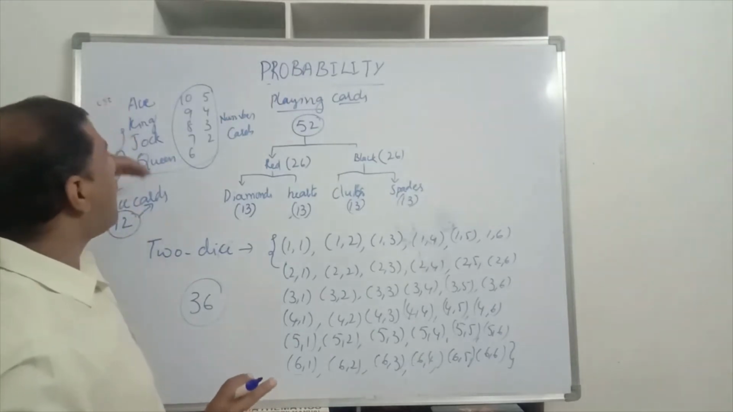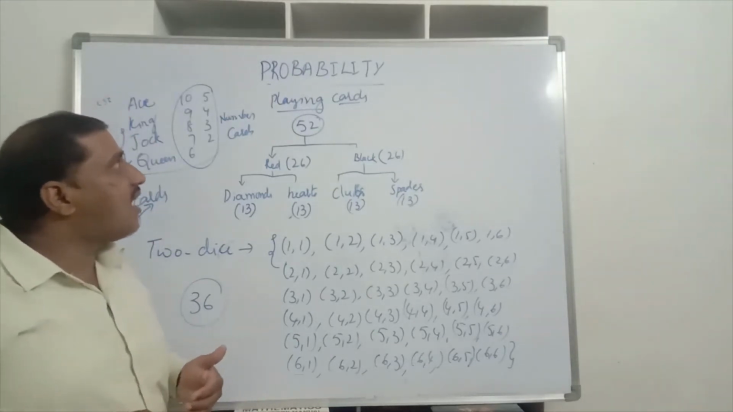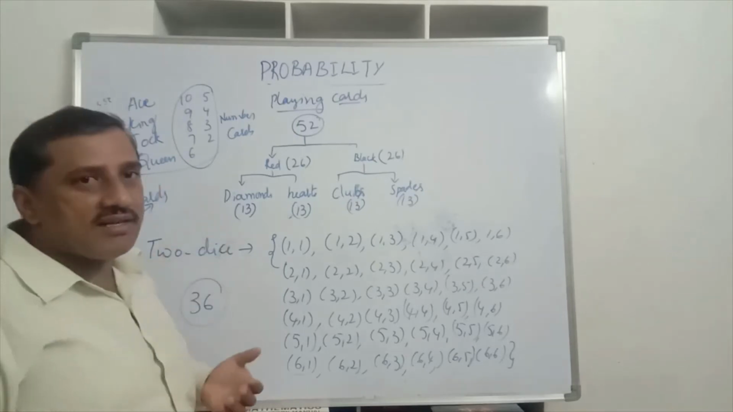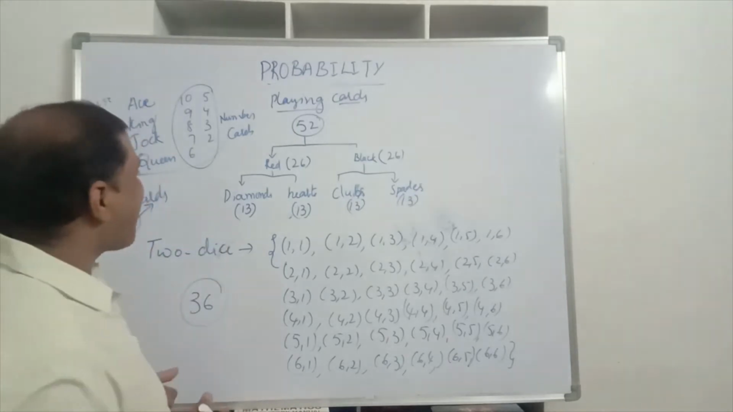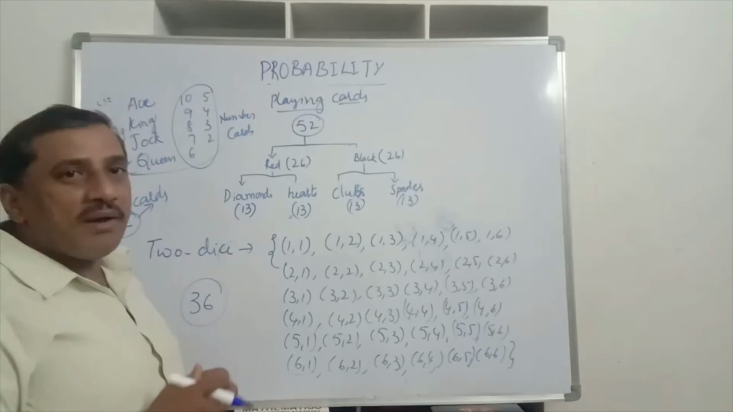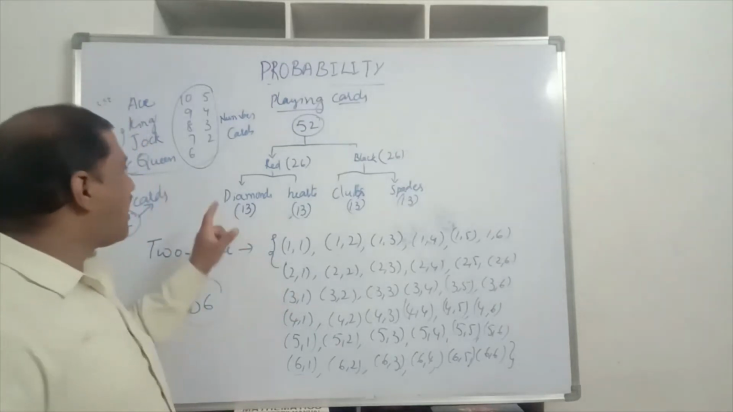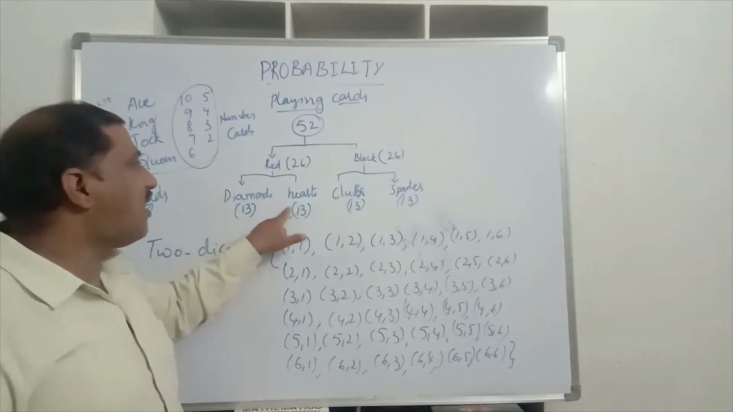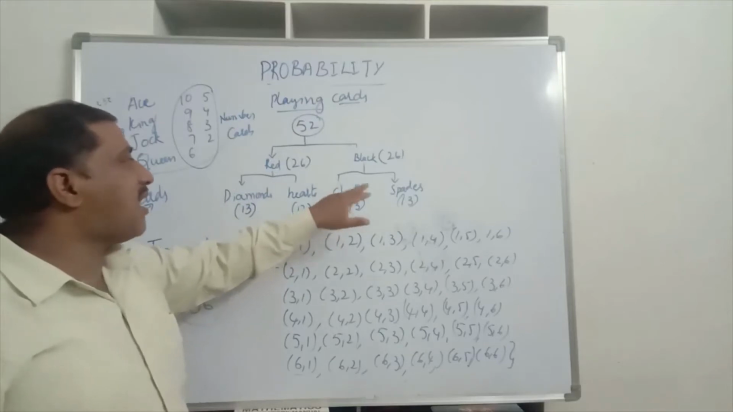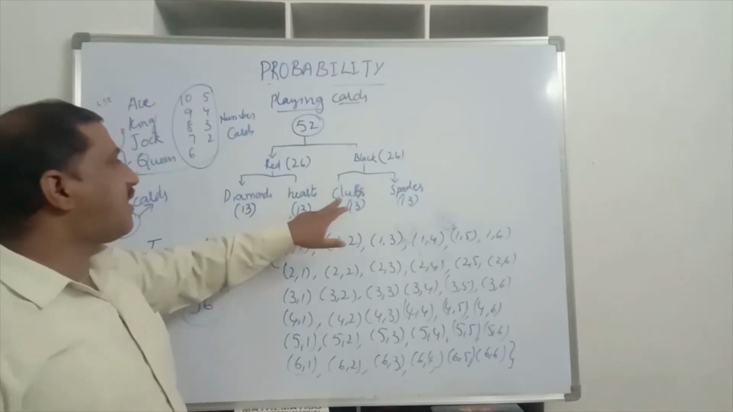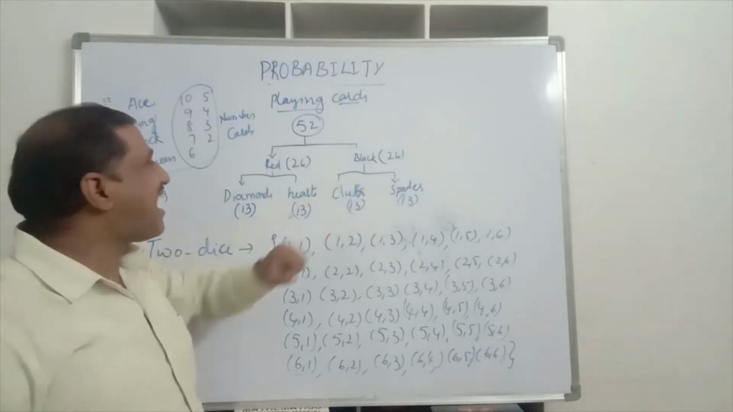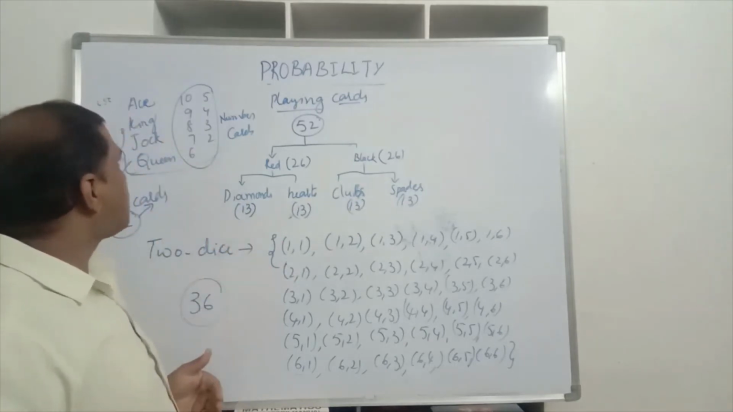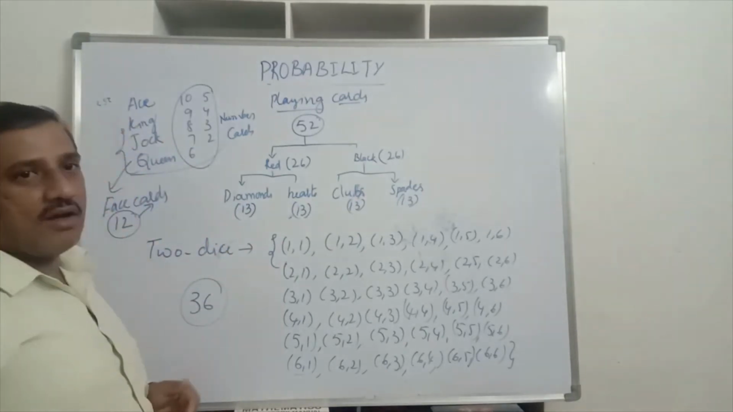So this is about the playing cards. How many red color cards are there? How many black color cards? How many red color kings are there? 2 red color kings, that is 1 diamond and 1 heart. From black also, 2 kings are there, 1 club and 1 spade. Similarly, how many jacks and how many queens are there?